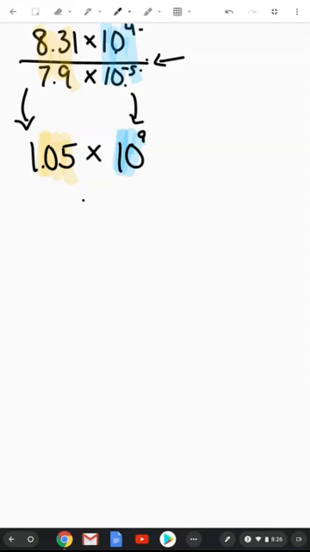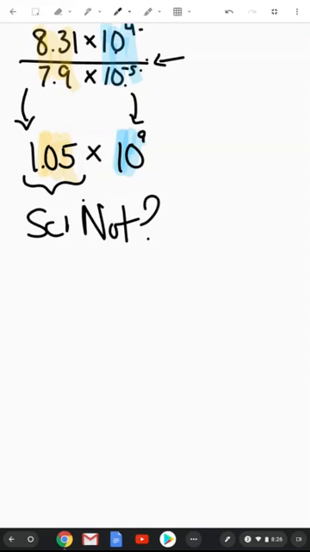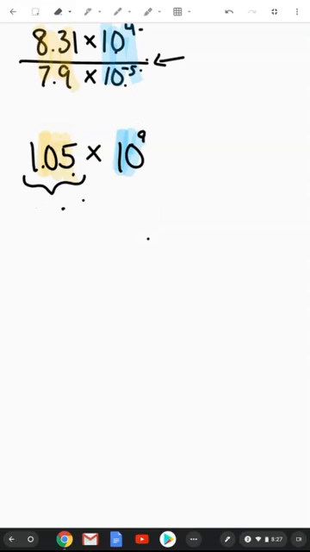And then, as long as this number is correctly in scientific notation, then I'm good. Remember that this first number at the front of the scientific notation, currently highlighted in yellow, the coefficient, has to be greater than 1 but less than 10. So when I'm looking at this number, it passes the test. This number is greater than 1, 1.05, and it's less than 10. So as long as that is the case, you know that you're good, and you have your final answer.